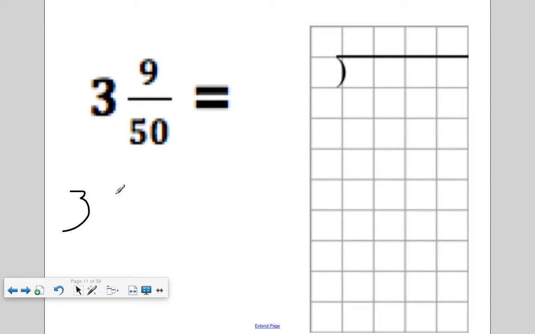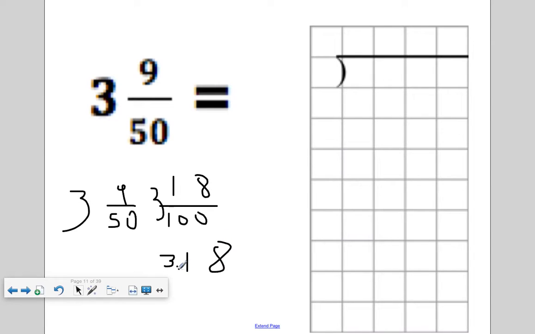Some of you prefer out of 100. Let's look at the denominator. Is the 50 a multiple of 100? It is. It goes in twice. 50 goes in 100 twice. So what's twice of 9? 18. So 3 and 9/50 is the same as saying the place value of 3 and 18 hundredths. And that's the decimal.